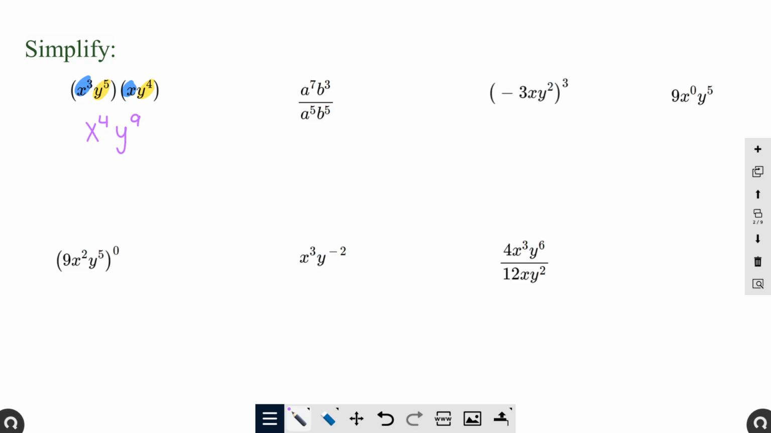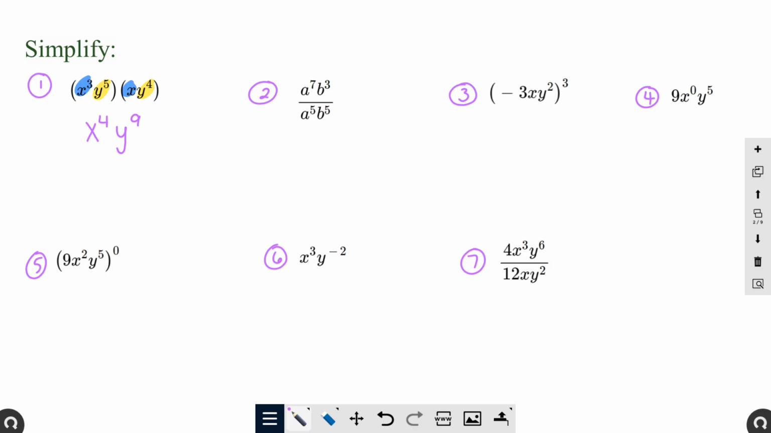So let's do this next one. I should probably label these. So problem number 1. Okay, these are now power over power. If there's a power over power, you subtract.